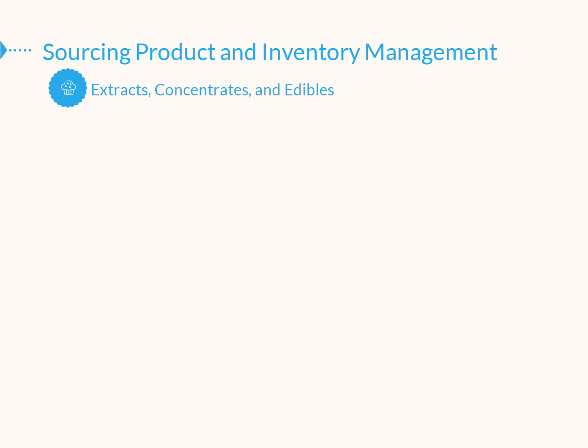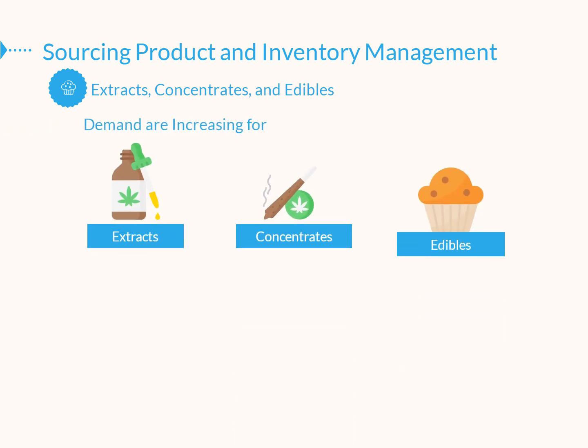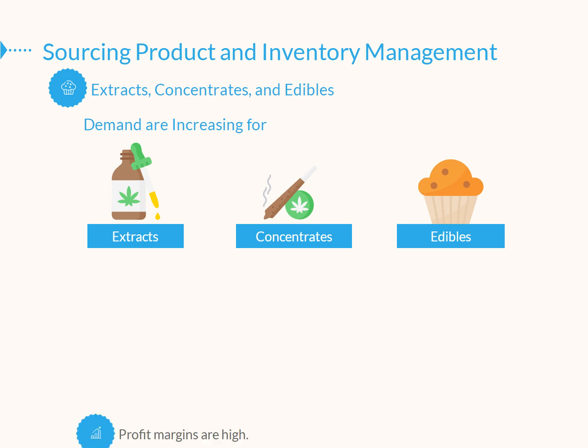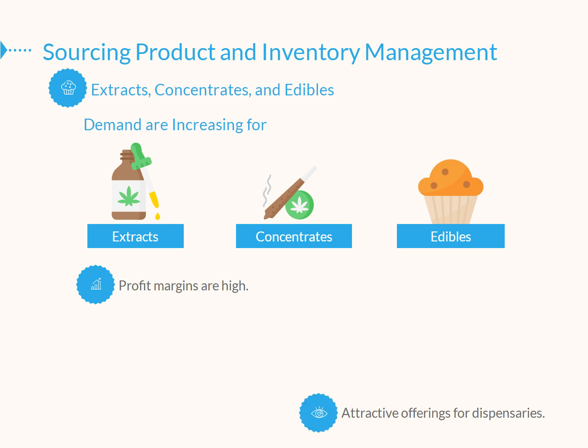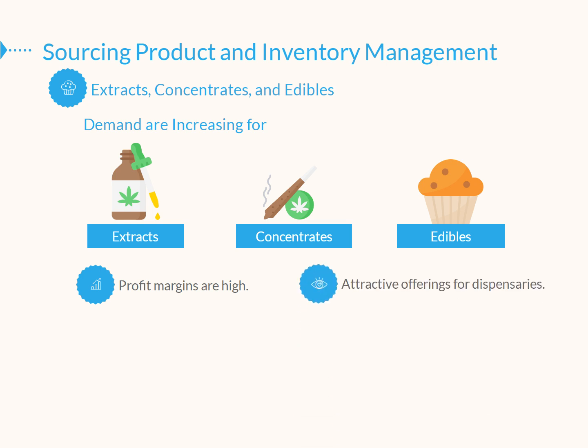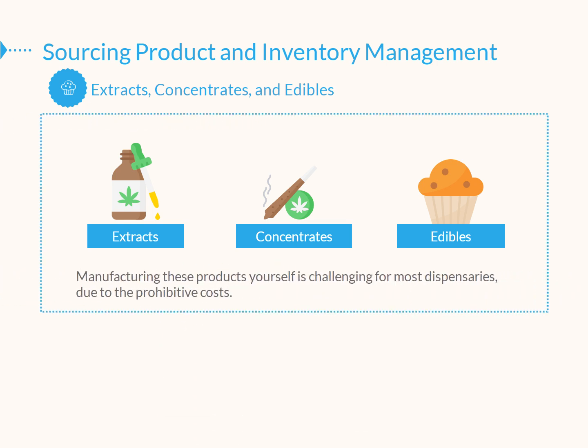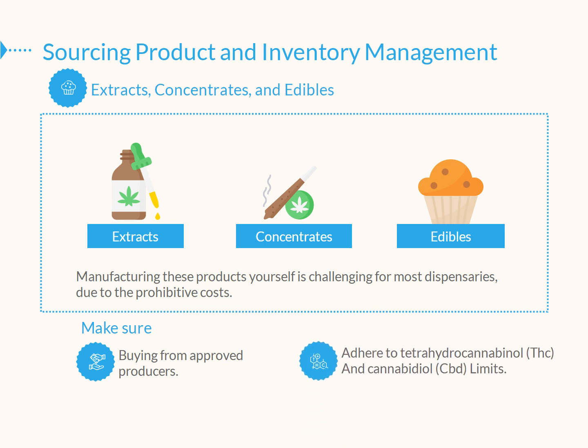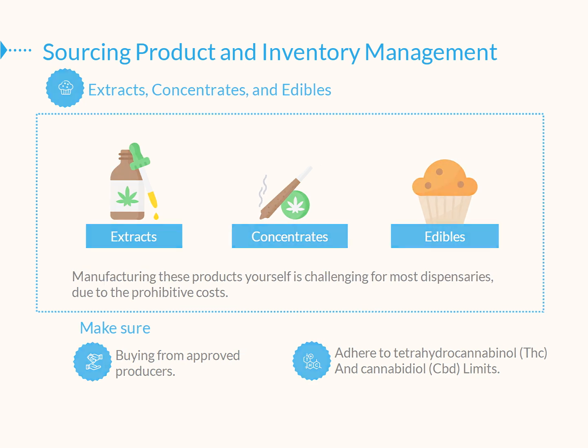Extracts, concentrates, and edibles. The demand for extracts, concentrates, and edibles is increasing, and profit margins are high as well, making them attractive offerings for dispensaries. Manufacturing these products yourself is challenging for most dispensaries due to the prohibitive costs. Make sure you are buying from approved producers and adhere to tetrahydrocannabinol, or THC, and cannabidiol, or CBD, limits.